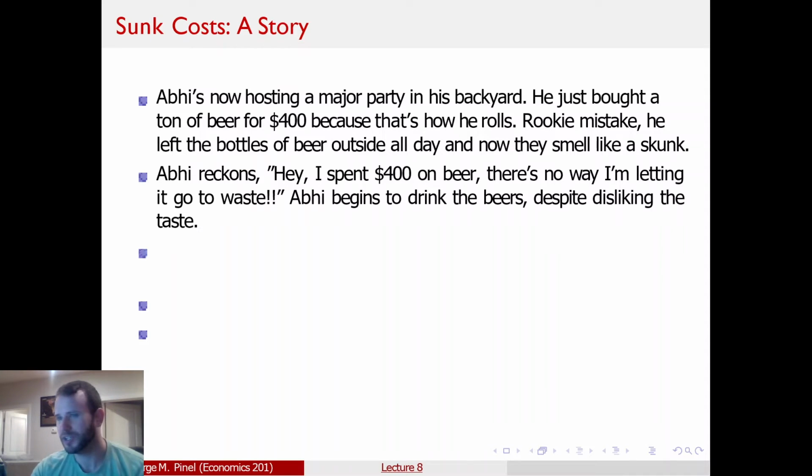But it doesn't really make a whole lot of sense. He's actively decreasing his utility. This is a good that he gets negative utility on. This is something that he should not be consuming at all. But instead, he's consuming $400 worth. Okay?